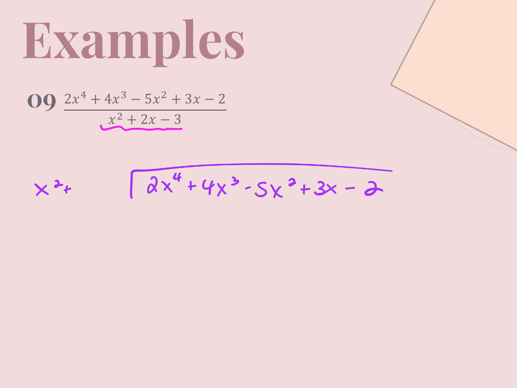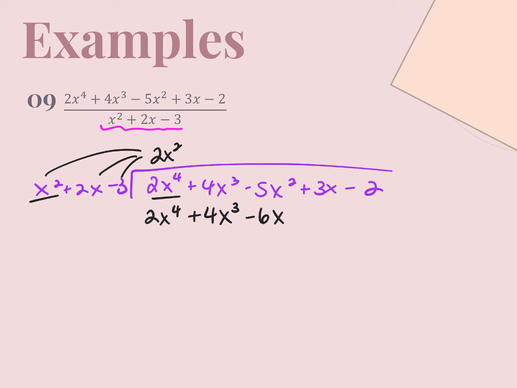X squared plus 2x minus 3 goes on the outside, first into first. So this would be 2x squared. I'm going to multiply that times all three terms. 2x to the fourth plus 4x to the third minus 6x squared. Change the signs. Cancels. That cancels as well. Positive x squared, bring down the plus 3. And I have to keep going because there's 3 terms on the outside. I have to bring down the -2 as well.